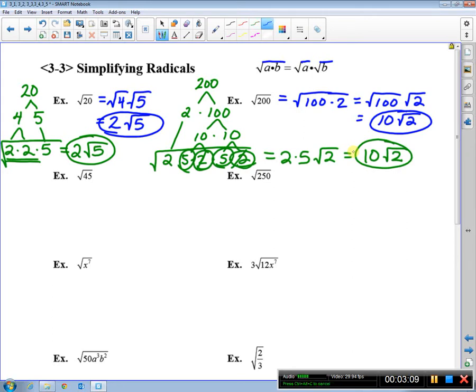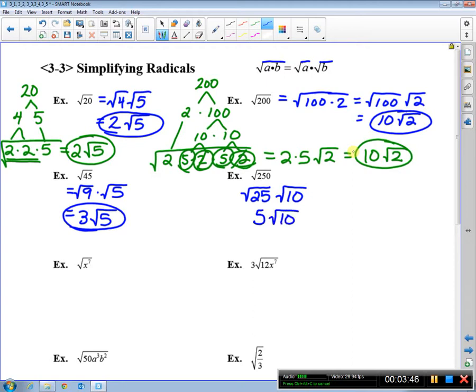Square root of 45. Now, I'm only going to do the prime factorization for the more difficult ones. Square root of 45. Square root of 9 times the square root of 5 is 3 square root of 5. Square root of 250, well, 25 goes into 250. It's a perfect square. And 25 times 10, so 5 square root of 10.